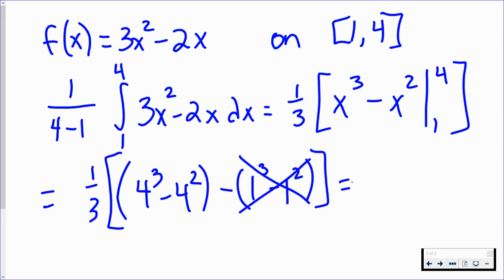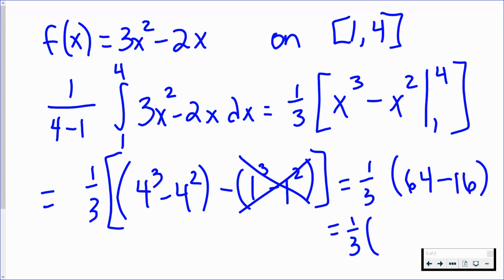So now we're simplifying here. 4 cubed is 64, minus 4 squared is 16. 64 minus 16 is 48, divided by 3 is 16. So the average value of this function, f of x, on the interval 1 to 4 is 16.